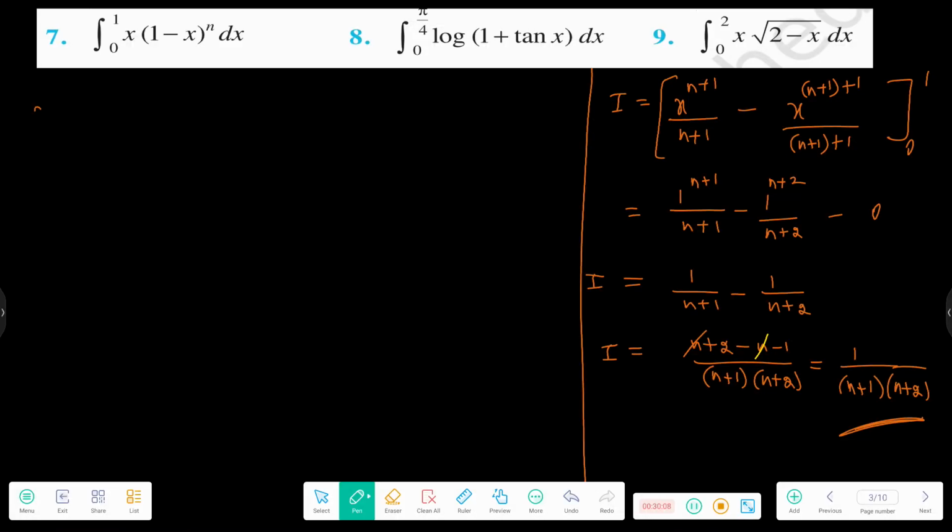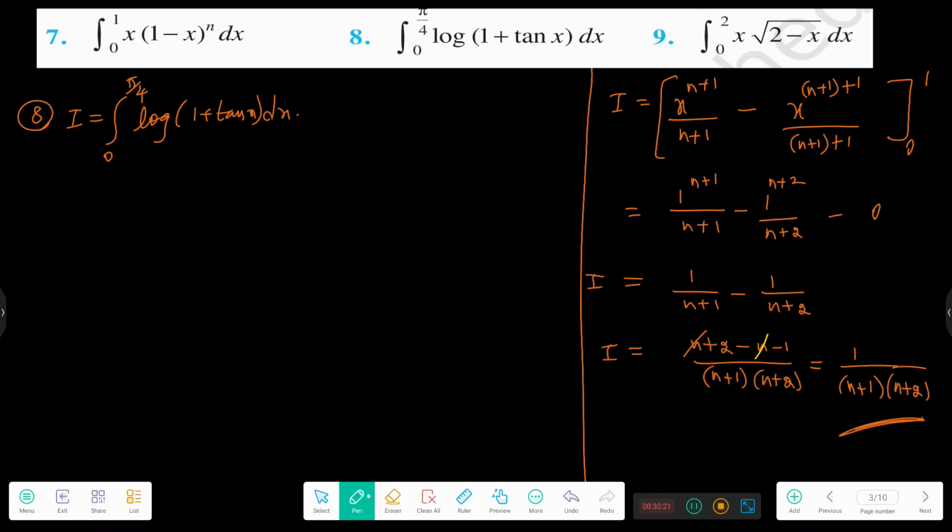Question number 8. I is equal to the integral from 0 to pi by 4 of log of 1 plus tan x into dx. Children, this also looks like the property: integral 0 to a of f of x into dx is equal to integral 0 to a of f of a minus x into dx. This is the property I'm going to use. Let it be equation number 1.